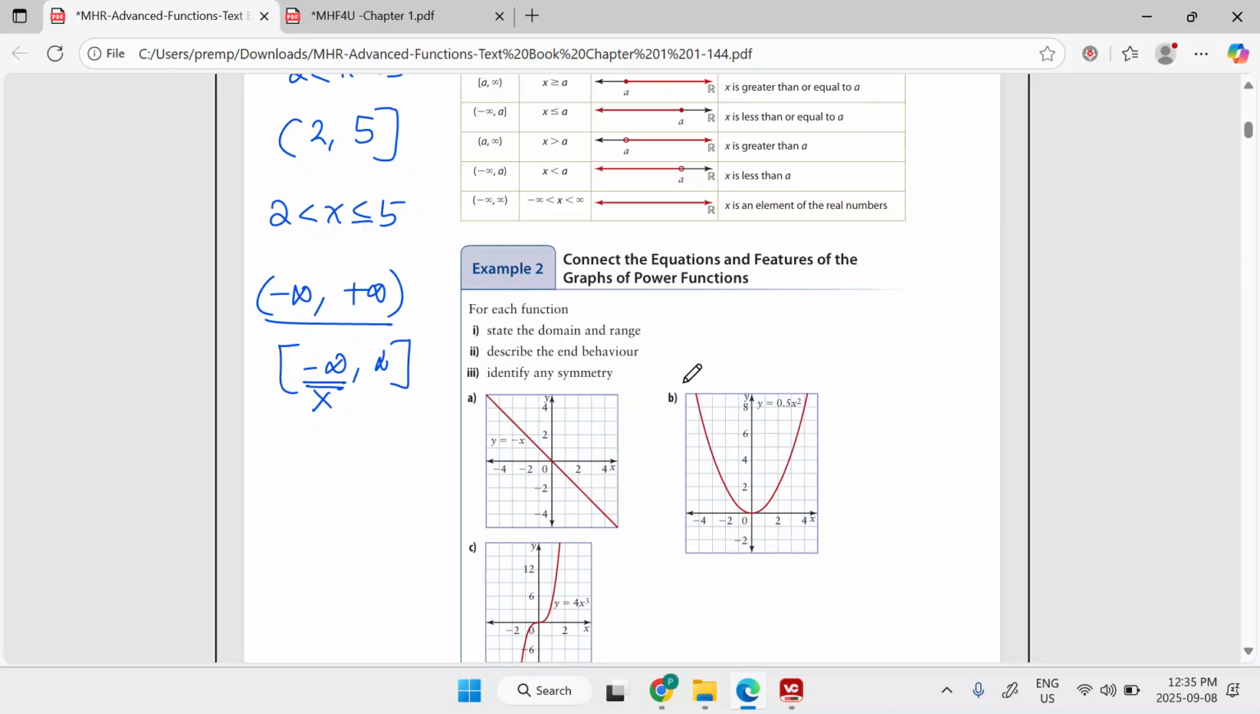Welcome back, students. So let us start further. So in the previous video we saw some of the properties of the polynomial function. Let's move forward and see some specific questions.